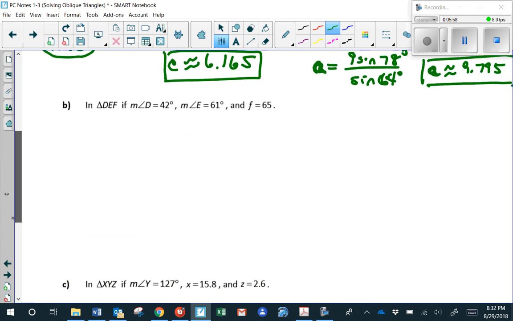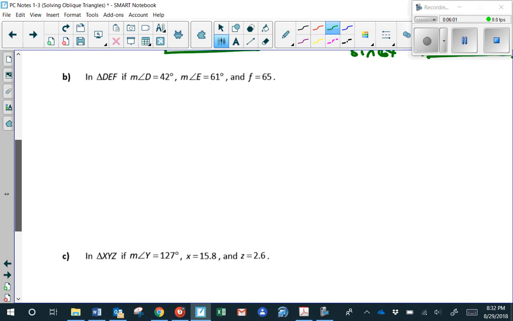Example 2b is a lot like that one. If you want, right now, stop the video and try this one on your own. I'm going to write in the answers, so go ahead and pause. And when you're ready to restart the video, the answers will be there.